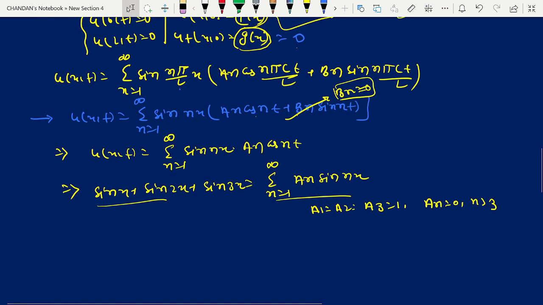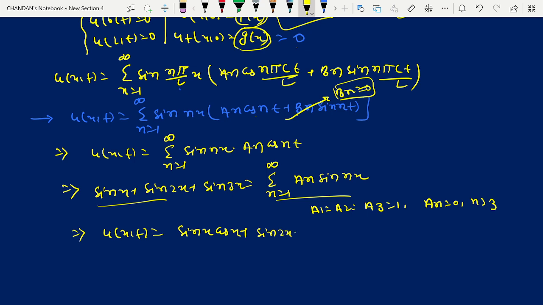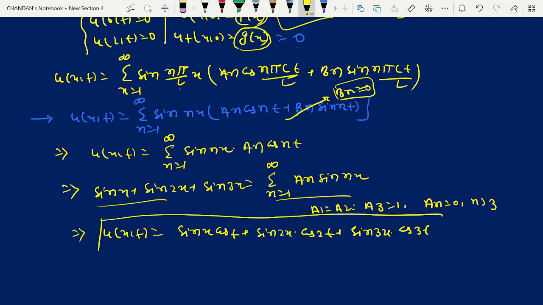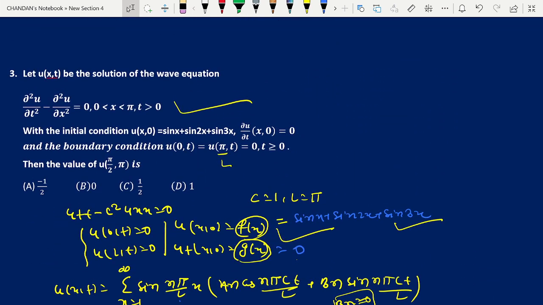Okay, so our main solution, n varies from 1 to 3 with a_n equal to 1, then our solution is u(x,t) equals sin x cos t plus sin 2x cos 2t plus sin 3x cos 3t. So we have this solution. This is the solution of this differential equation.